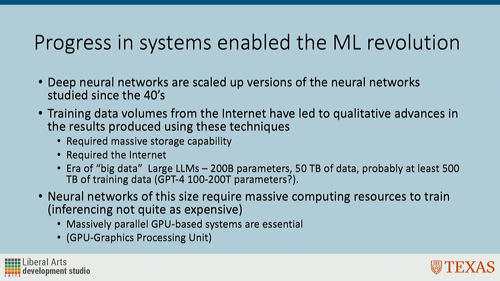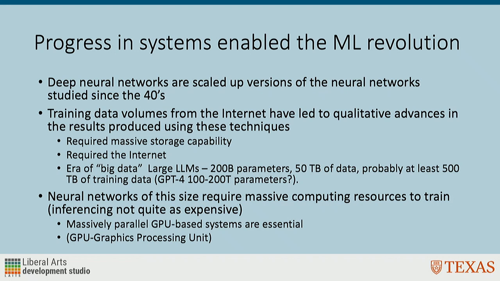That revolution has come about because of scale. Because there's a huge amount of training data available, because there's an internet and large storage systems on the internet, and lots of data has been collected by people working on the internet. So that's part one. This is the era of big data.